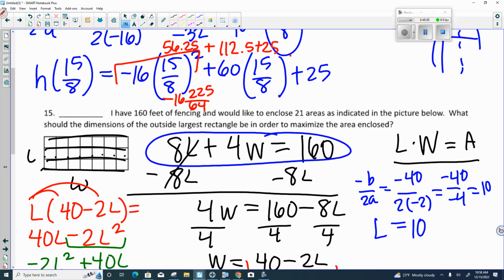If you ever look at my answer keys, I know I don't always post them, but you'll see stuff like that and then my final answer. I like that because if you're also going through the pieces, you can see, oh, I messed up on that piece. Okay, then I'm going to add them together. 56.25 plus 112.5 plus 25. So I got a maximum height of 193.75. That's your answer.